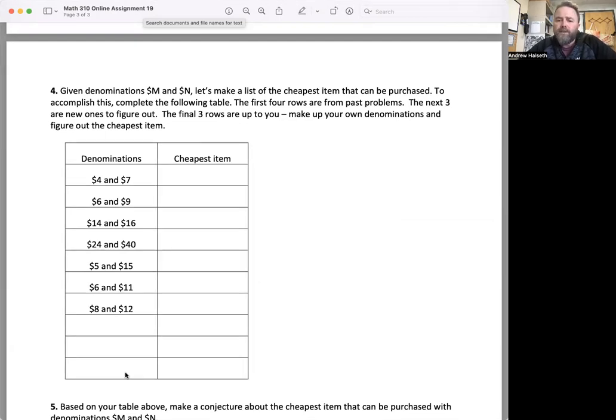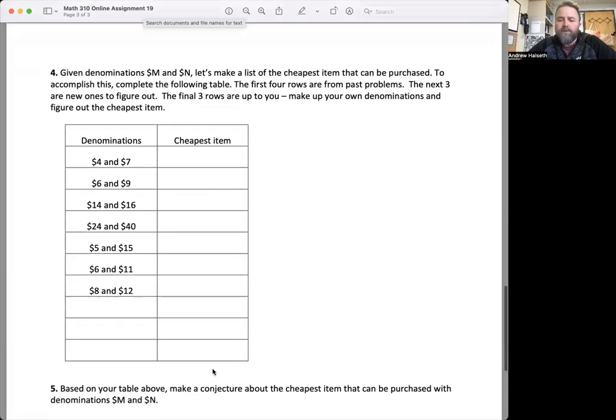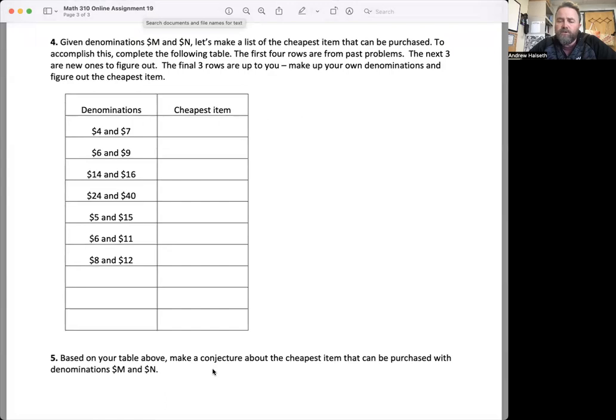We're looking for a pattern here. So if you think of some denominations that may help with your conjecture at this point, try to experiment with those, maybe pick them sort of a way that's going to help you, and then write down your cheapest item. Okay. Finally, make a conjecture about what you're seeing.